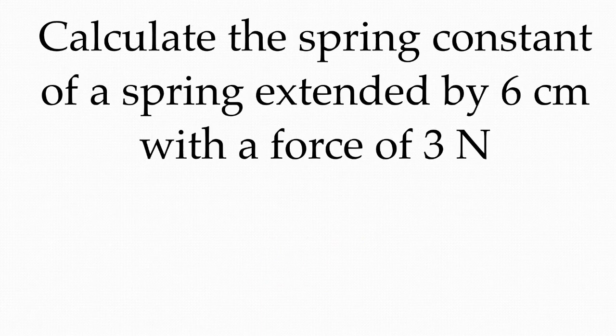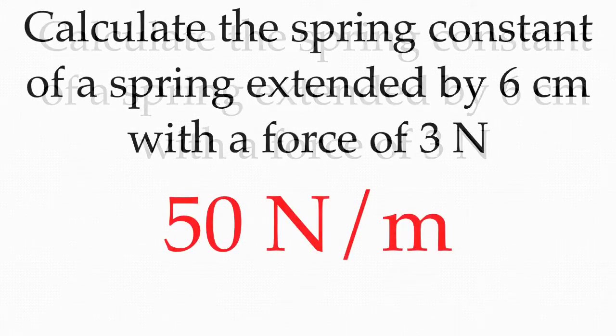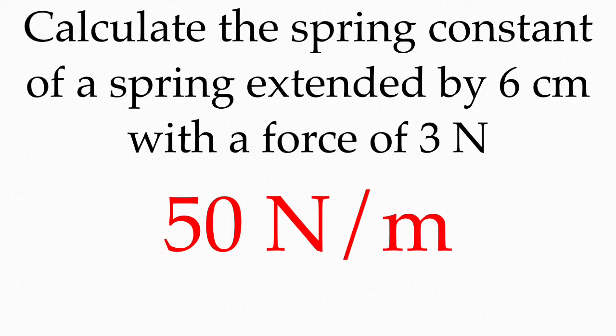This time you're finding the spring constant of a spring which extends by 6 centimetres when a force of 3 newtons is applied to it. Once again, pause the video and write your answer, showing your working out in your book. And the spring constant would be 50 newtons per metre.